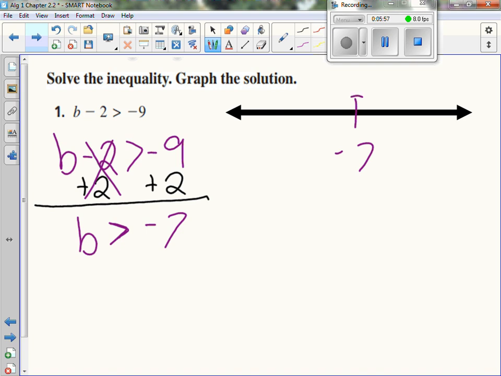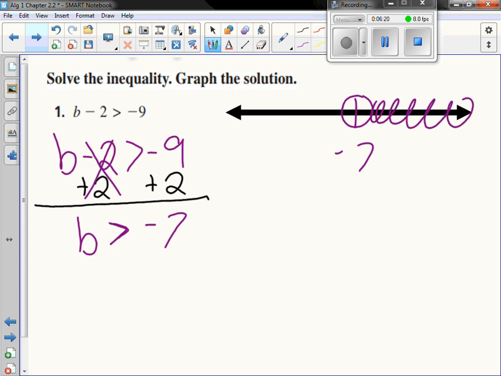So at negative 7, do we have an open or closed circle? Open because it's not equal to. We just have greater than. We would fill it in if it was greater than or equal to, if it says equal, but it's not equal to. So do we shade to the left or to the right? To the right, because we're saying we want the values greater than it.